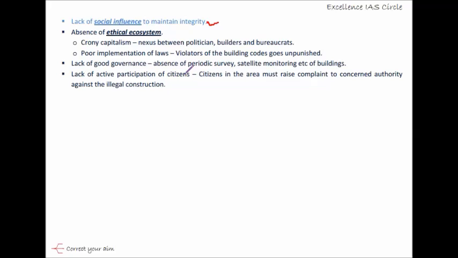Absence of periodic survey, absence of proper monitoring, maybe through satellite monitoring of buildings. That is not there. There's no proactive governance. That's another reason why such a thing happens. And then at last you will say that there might be lack of active participation of citizens. Citizens in the area must raise complaints to concerned authorities against the illegal construction. If that is not happening, if citizens are not aware, if they're not participating in democracy, then also there will be unethical, illegal corruptions happening.